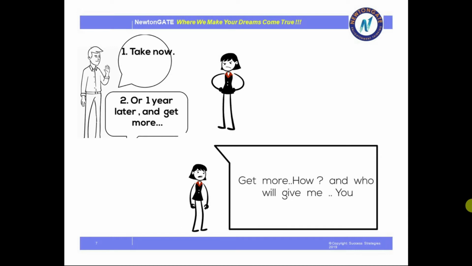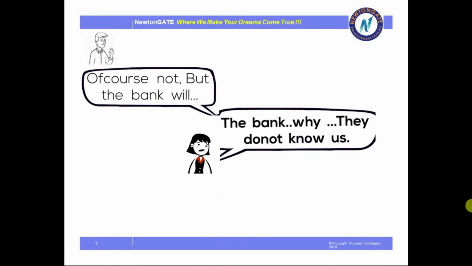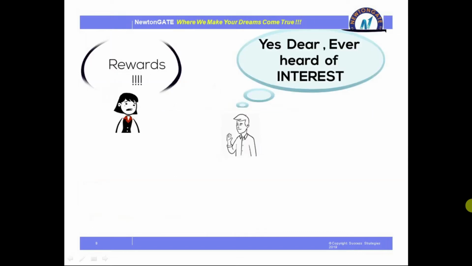Natasha is as confused as we all are. She said, "Get more? But how? And who is going to give me? Are you going to give me?" Let's see. Of course not, but the bank sure will. But what did Natasha say now? "The bank? But why? They do not know us." They will give you rewards for keeping the money there. But why? Let us all see. "Rewards?" Yes, dear. Heard of interest? Okay, so again we are back with the same thing, interest.